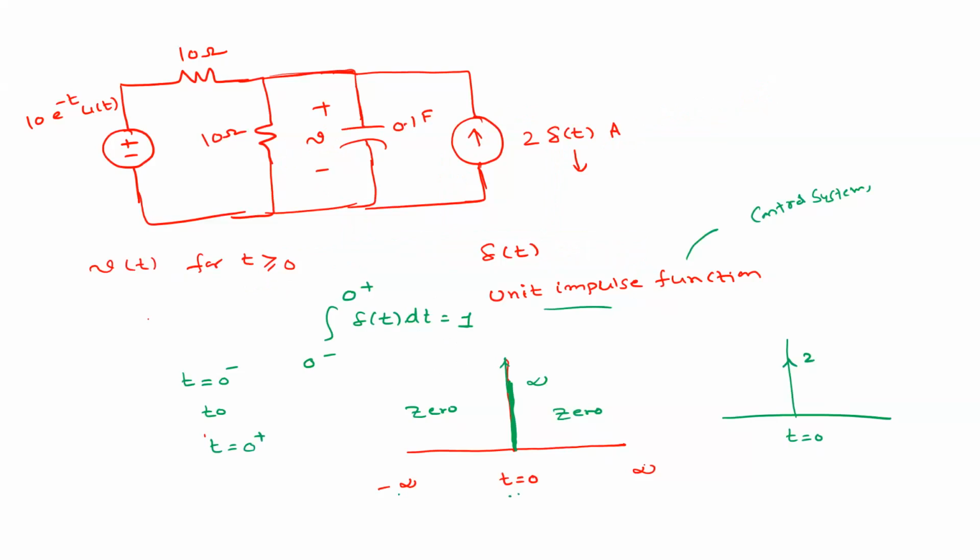So this is the circuit, and we want to know how exactly it will behave. The Laplace transform of delta of t is equal to 1. Here, what is the first step? We need to find the initial conditions. The Laplace transform of the unit impulse function is equal to 1.